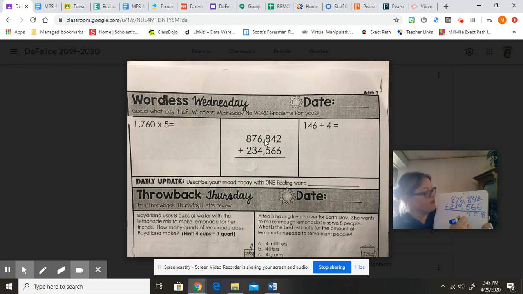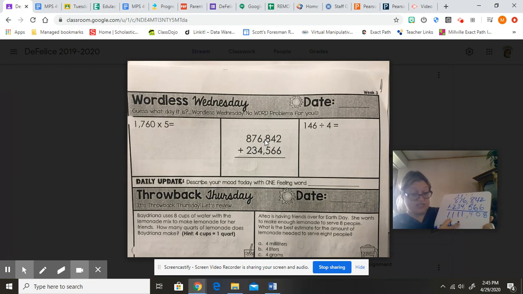Put the 4, carry the 1. 1 plus 6 is 7, plus 4 more is 11. So put the 1, carry the 1. 1 plus 7 is 8, plus 3 more is 11. Put the 1, carry the 1. 1 plus 8 is 9, plus 2 more is 11. You can put that right down because we don't have the millions that we need to carry over into. So that gives us a grand total of 1,111,408.